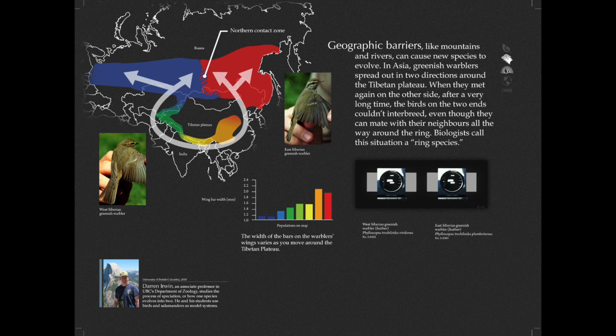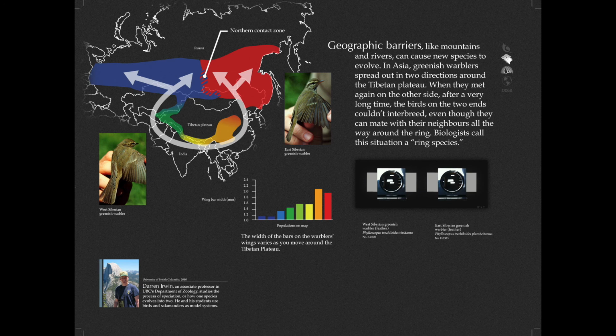Next example of speciation comes from Dr. Darren Irwin, an ornithologist who is currently the head of the Beaty Biodiversity Research Museum while Rick Taylor is on sabbatical. He is also an active professor at University of British Columbia, often teaching statistics and ornithology, as well as a scientist within the Biodiversity Research Center.